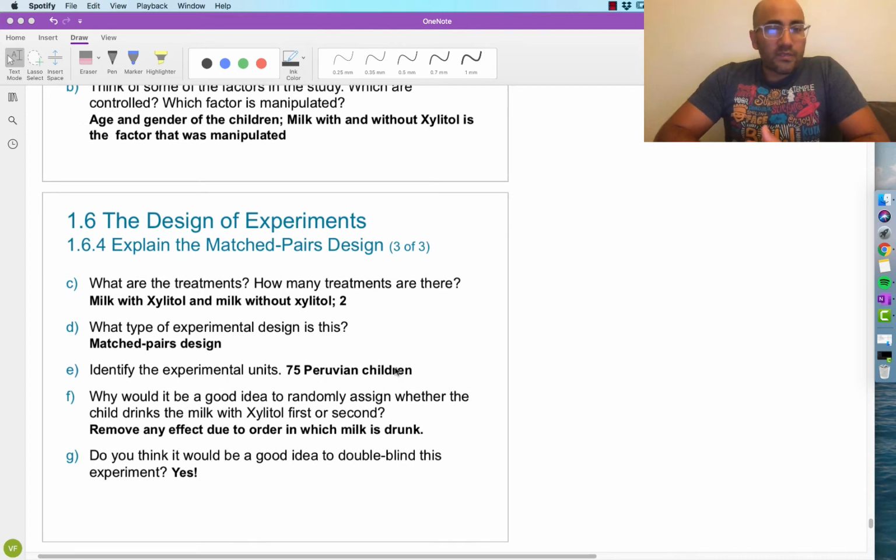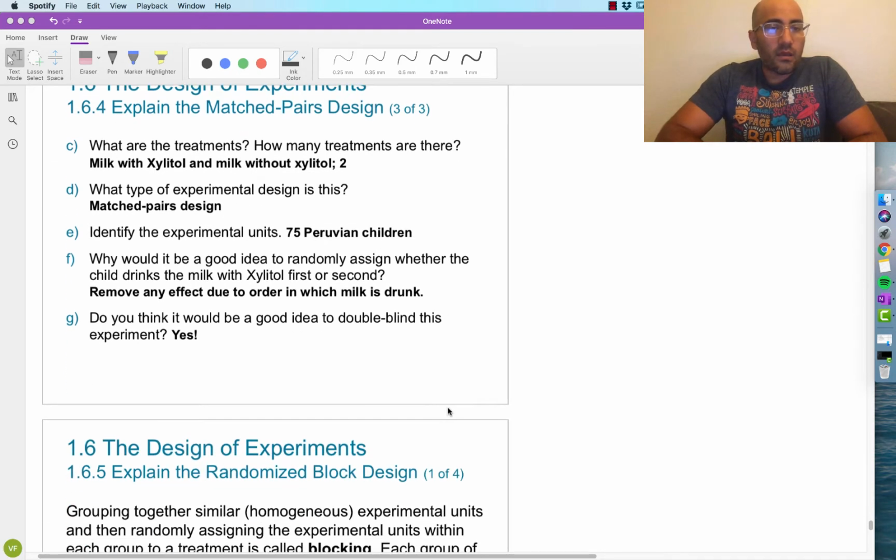Okay, what are the treatments? Well, there's two in this case, milk with xylitol and milk without xylitol, right? So there's two treatments. This is a matched pair design, and the experimental units are the 75 Peruvian children. Why would it be a good idea to randomly assign whether the child drinks the milk or the xylitol first? Okay, so we want to remove the effects of the order in which the milk is drunk.